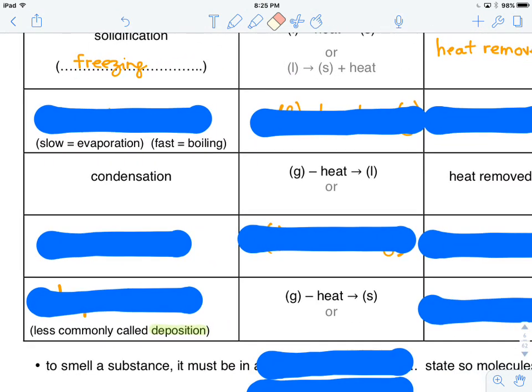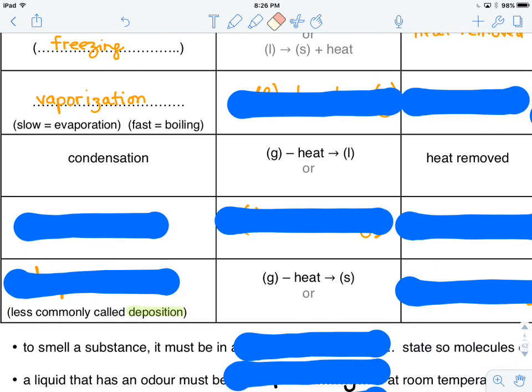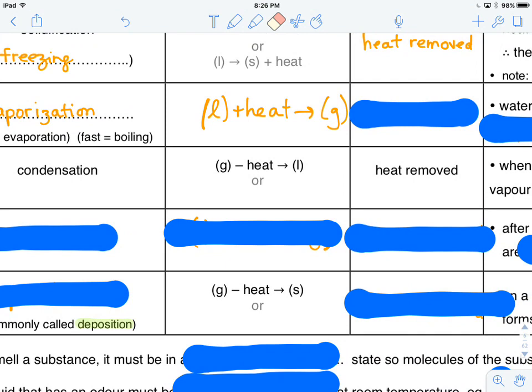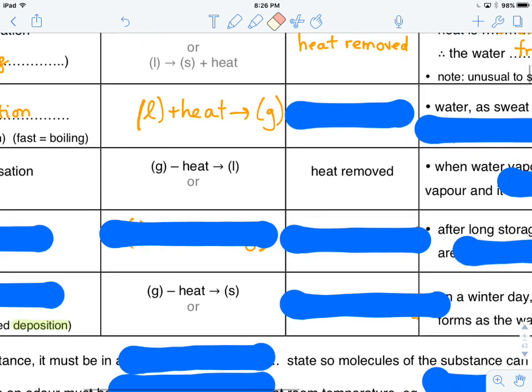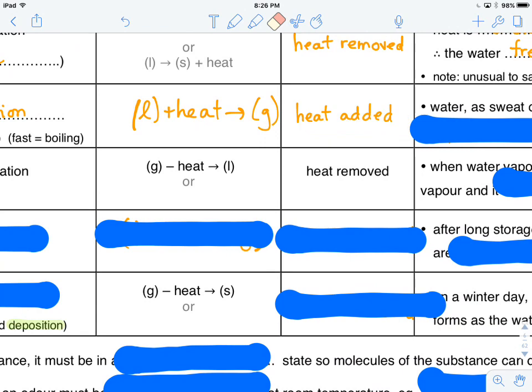All right, so 2 different processes now, and we're going to talk about going from a liquid into a gas. So we call this vaporization. That's the term. If it happens slowly, then we're discussing evaporation. If it happens very quickly, then that's boiling. But these 2 terms are under the same umbrella, and that's vaporization. Here we have liquid, and we're adding heat to the liquid to get a gas. The process here is that heat is added.